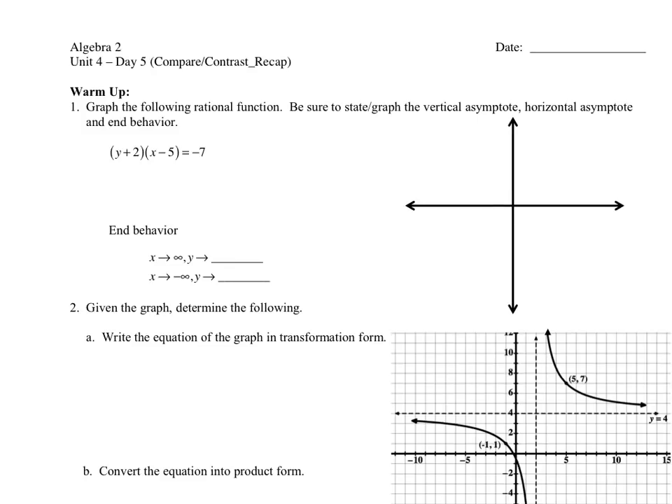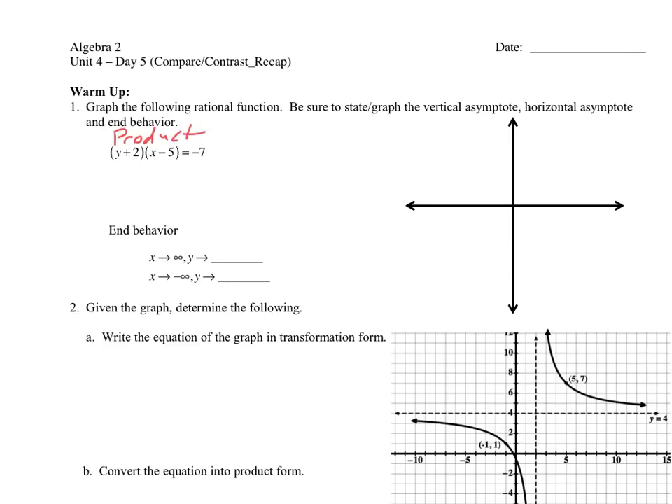Okay, so this first problem here from this warm-up, hopefully you've thought about this, because I know it's a warm-up, but I kind of tossed you something here that you haven't seen before, just to have something to think about on this day that I'm not there. So what this is called is product form.